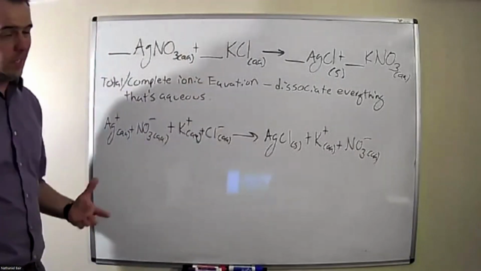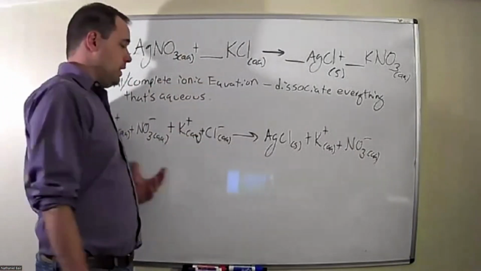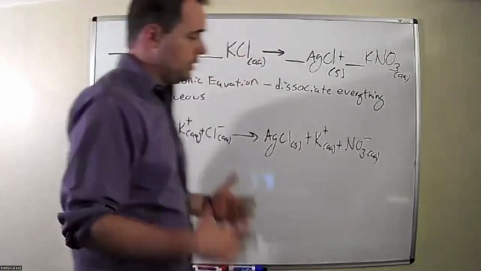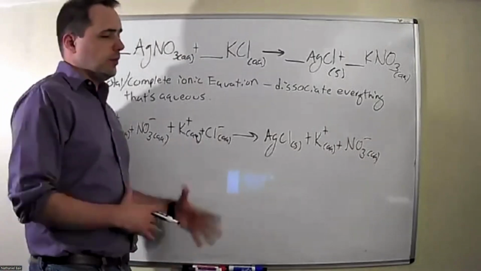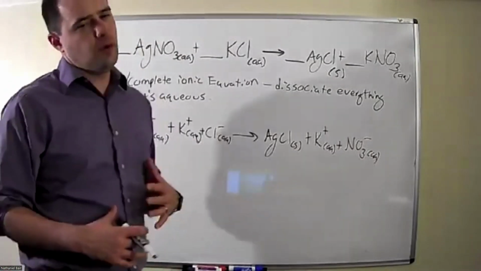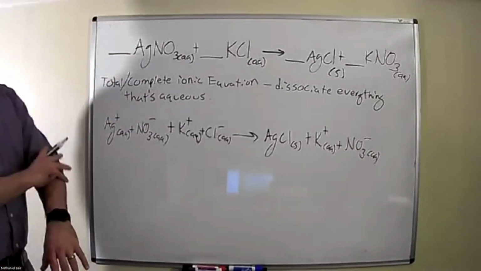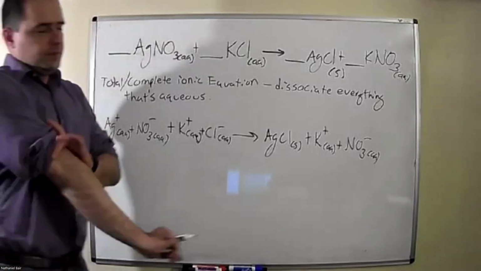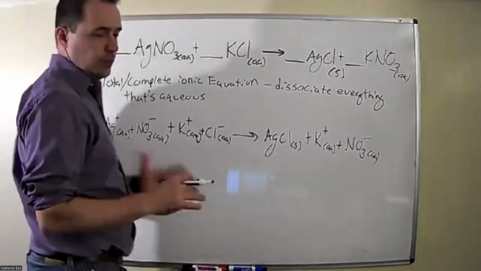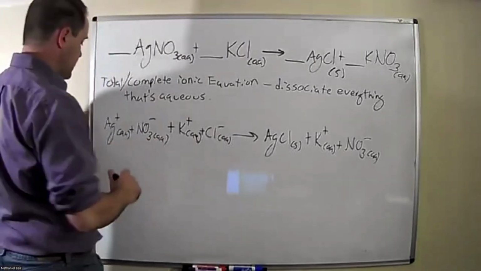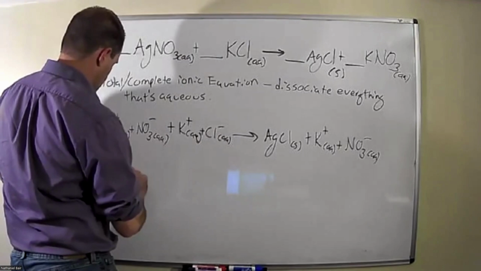Now, this one was pretty easy because everything had a coefficient of 1. Everything has a +1, -1 charge. It goes together pretty great. We're going to talk about moving subscripts and distributing coefficients in the next example, but I want to start really simple. There is one other way to write solubility reactions, and that is a net ionic equation.